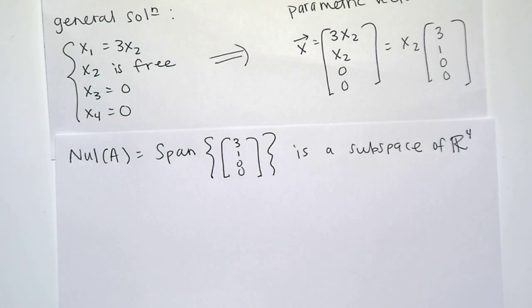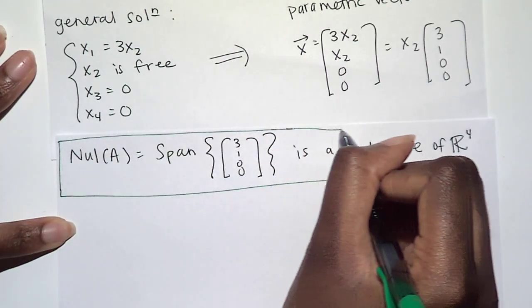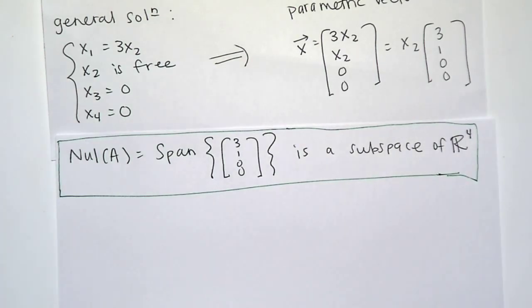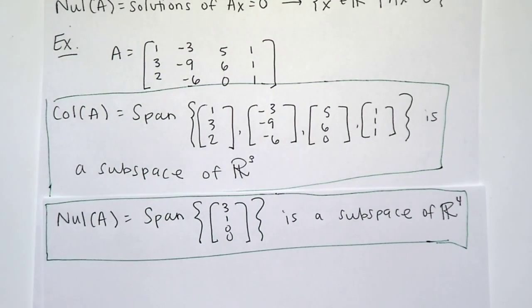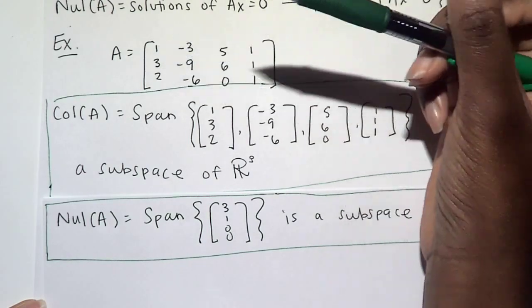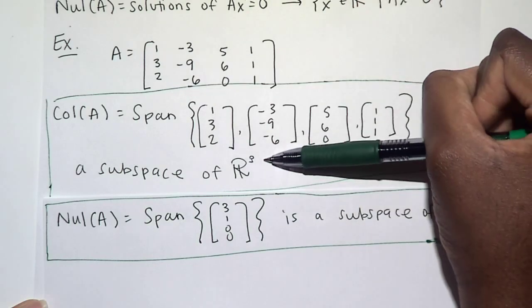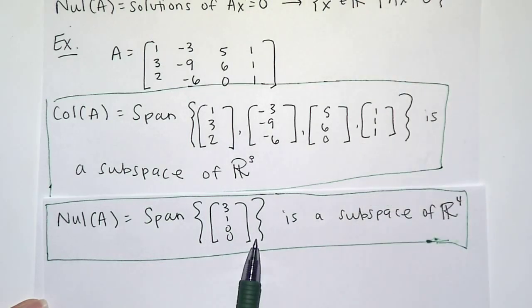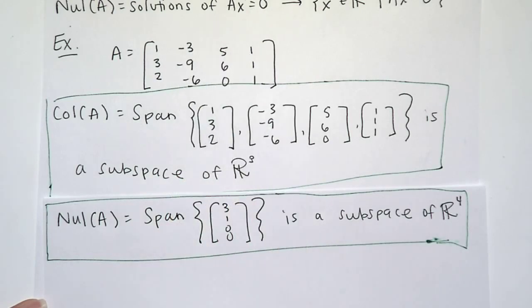So notice that our null space is in R4, but our column space is in R3. That's because they're talking about different things. The column space is all of the columns, and it depends on how many rows we have. It's in R3. However, the null space is the solutions, x1, x2, x3, x4. So we're going to have 4 positions. All right, so that's all for now with these two subspaces.